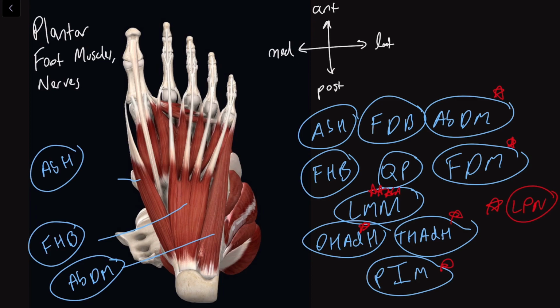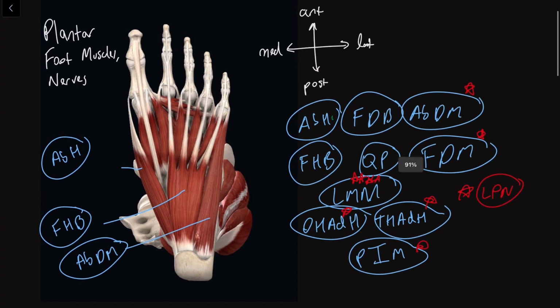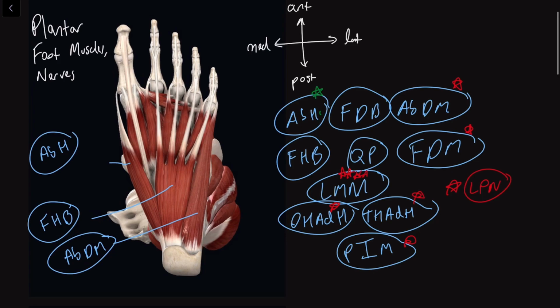And then I'm going to come in with a green star here, and I'm going to say that, sorry, I'm going to zoom out a little. I've got a green star right here, green star right here, right there, and these guys are going to be innervated by your medial plantar nerve. So hopefully this is making sense.